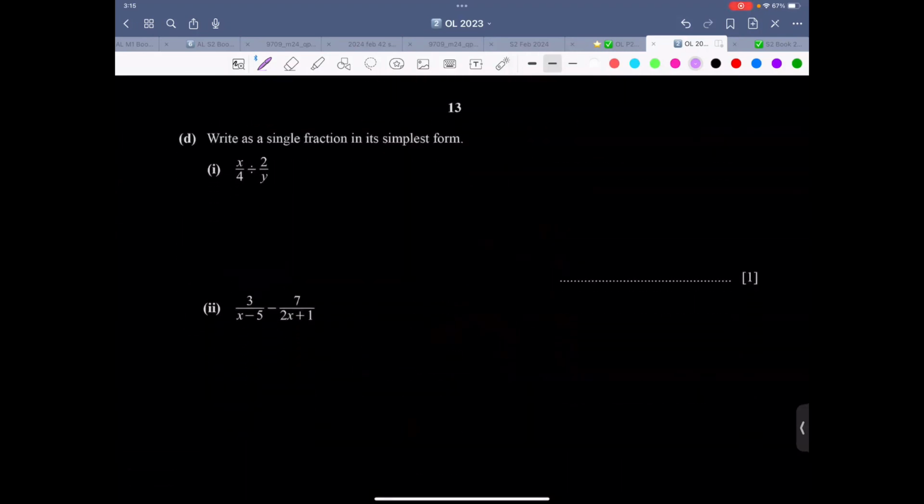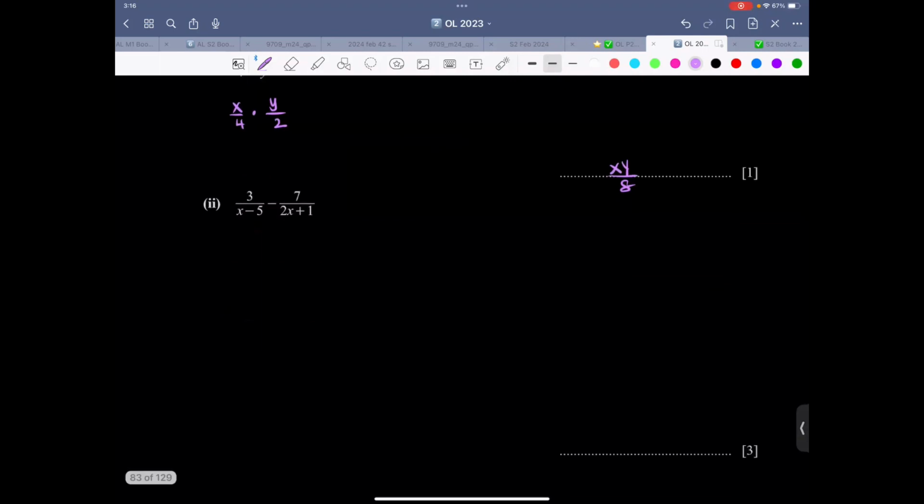Again, the algebra question is over here. Write as a single fraction in its simplest form. So x over 4, change the division to multiplication into y over 2. So xy over 8, that is the answer. Next one.